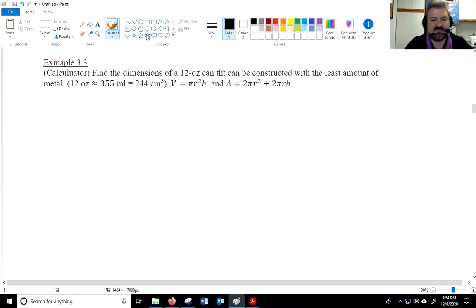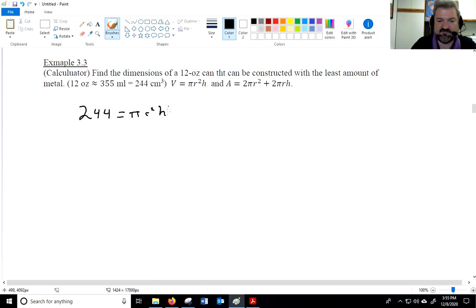All right, let's find the dimensions of a 12-ounce can that can be constructed with the least amount of metal. So we're given the formula for volume and we're given the formula for the area. So we know that it has to be a 12-ounce can, and just note 12 ounces is 244 cubic centimeters. So that's going to be our volume. 244 cubic centimeters is equal to pi r squared h.